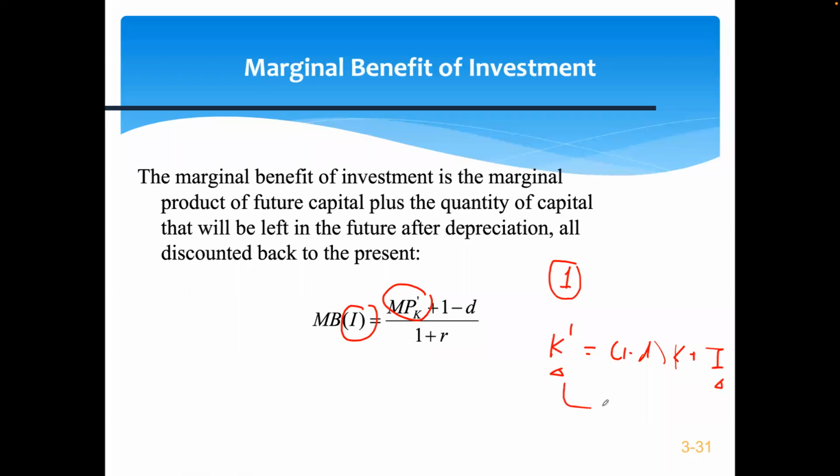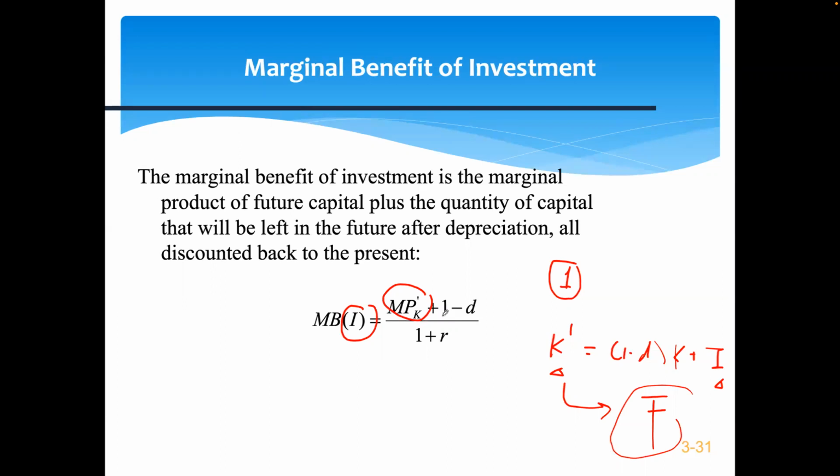But this K prime is going to work through the production function in the future. That's going to give you MPK prime, the marginal productivity of capital in the next period. But that's not the whole story. Remember, at the end of the next period, you can liquidate your remaining capital.